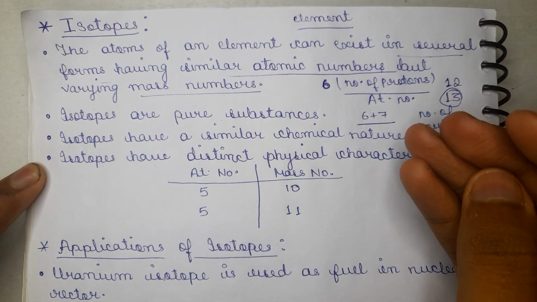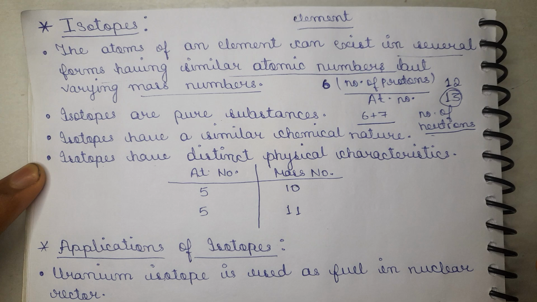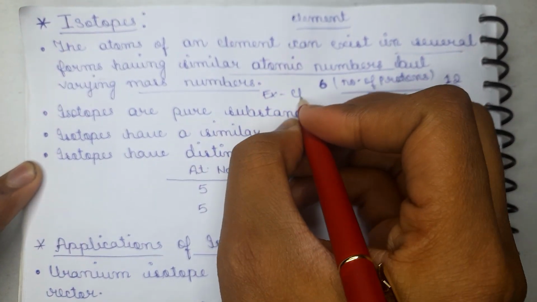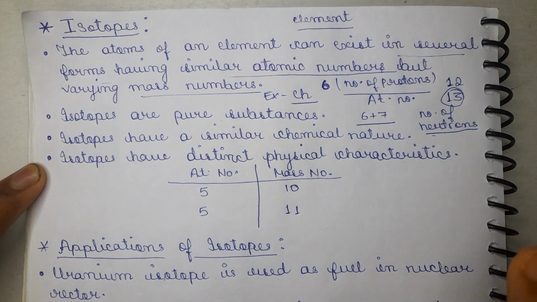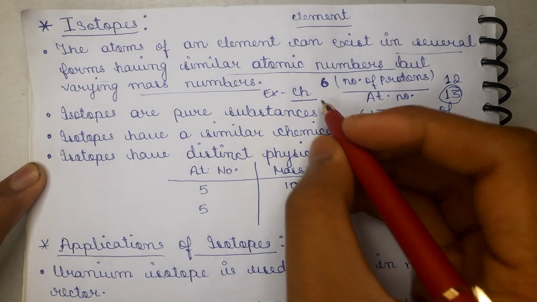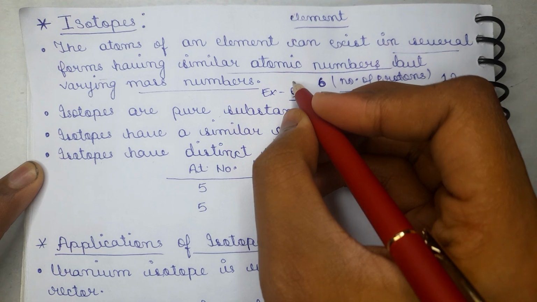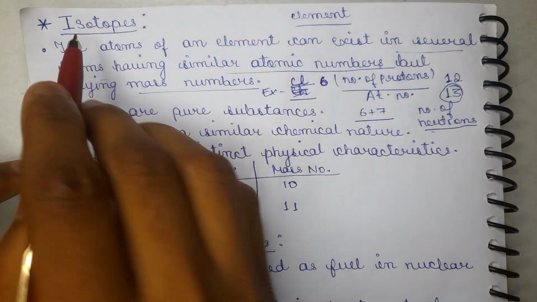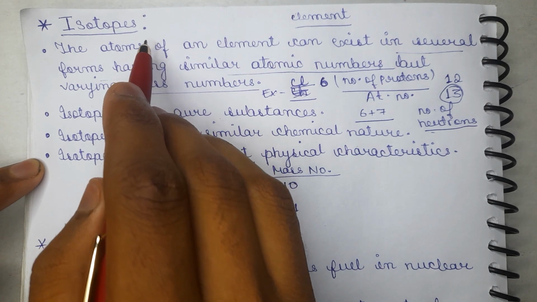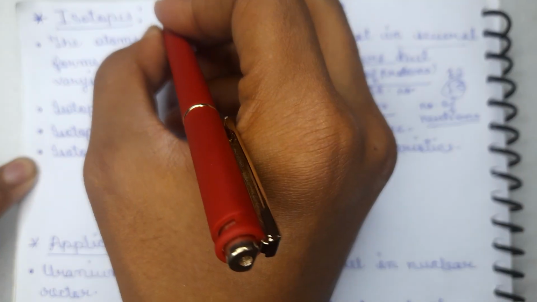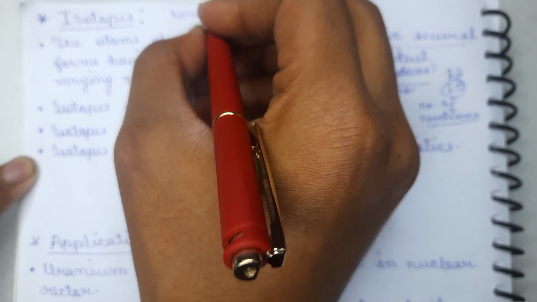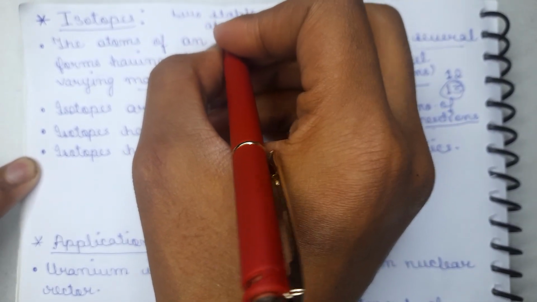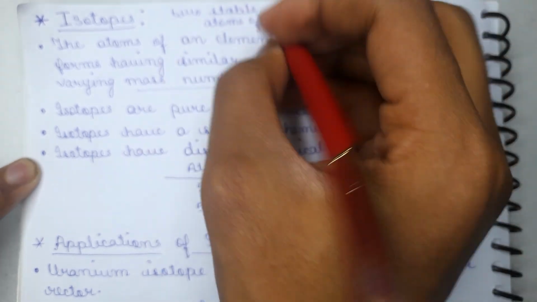There may be 2 isotopes, 3 isotopes of the same element. If we take the example of chlorine, Cl, there are 35, 37 isotopes present in chlorine. There are normally 35 and 37 mass number isotopes present in chlorine, but there are only 2 stable atoms of chlorine isotope, Cl.